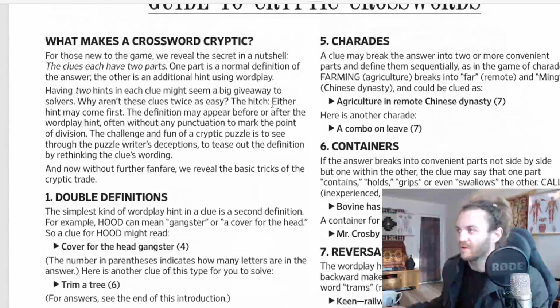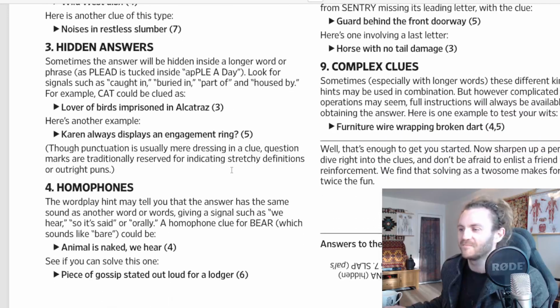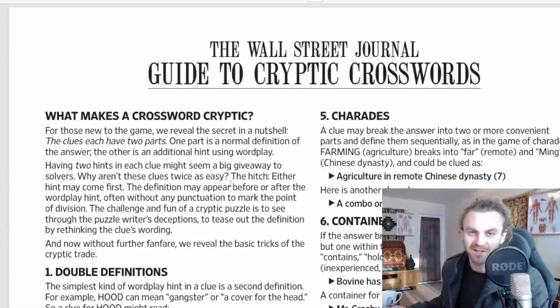I won't go through the whole of this with you, because I could do if people want to. So just do let me know. But as I say, I'll link it in the comments and description.